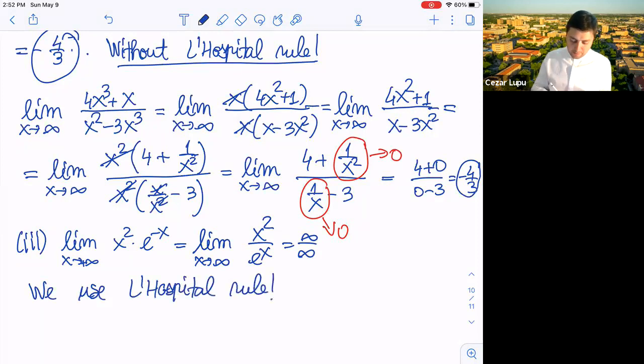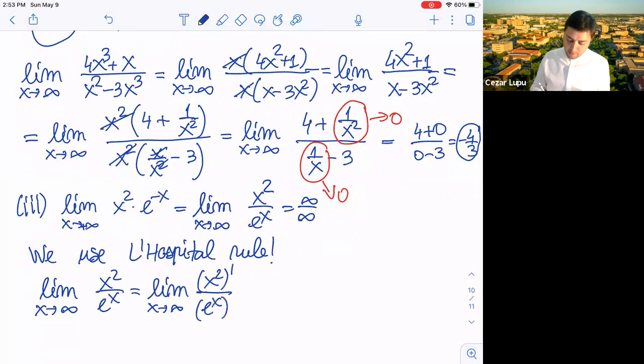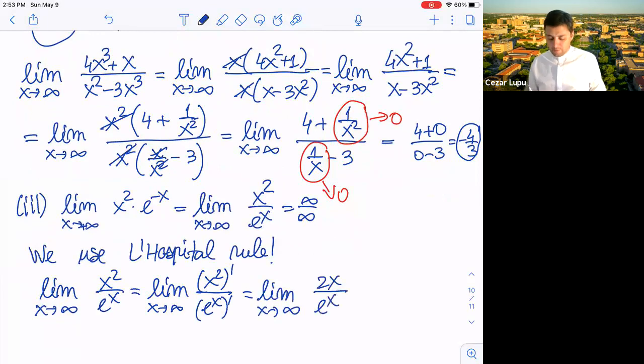So let's do it. We have the limit as x approaches infinity of x squared over e to the power x. This would be the same as the limit as x approaches infinity of (x squared)' over (e to the x)', which gives us the limit as x approaches infinity of 2x over e to the x. Again, it's infinity over infinity, so here you can apply L'Hopital's rule again.